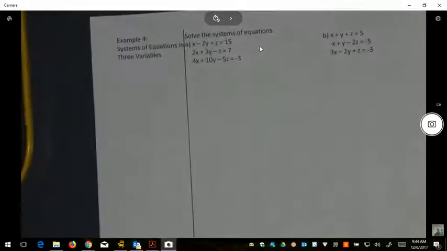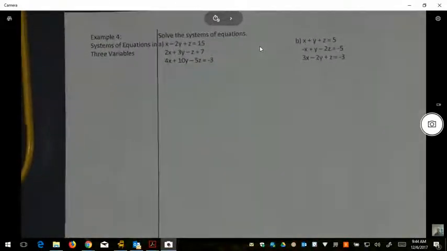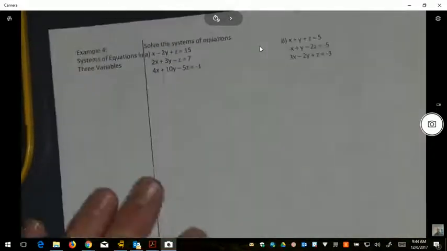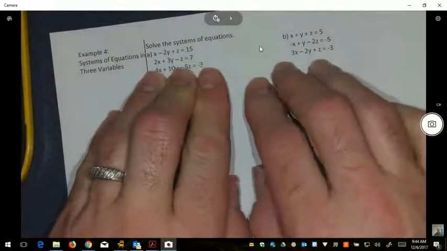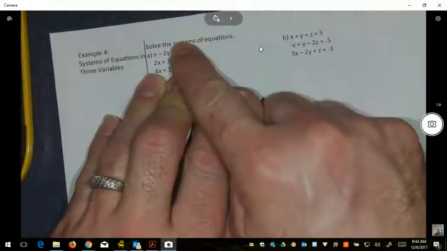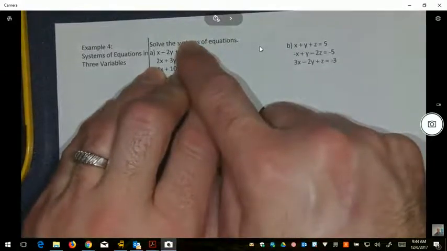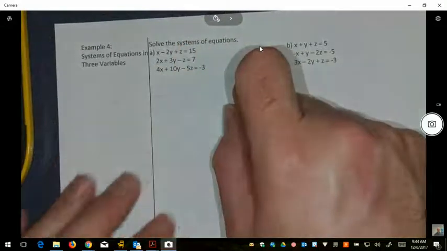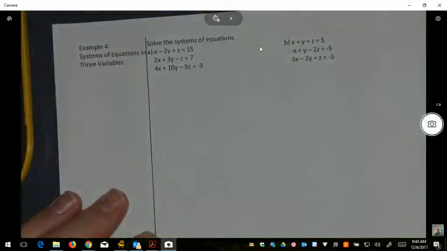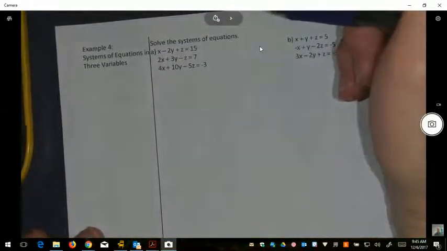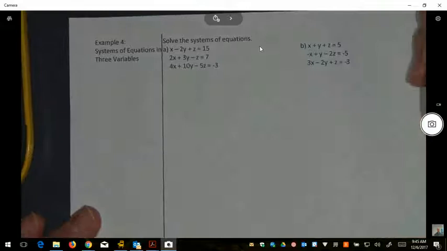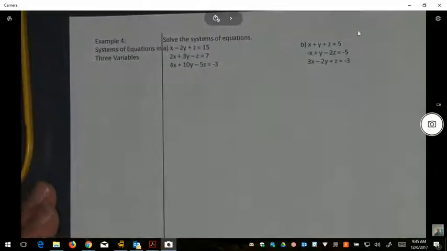So this is lesson 3.5. We're looking at solving systems of 3 variable equations. Now, in elimination, if there were just 2 variables, there would only be 2 equations, and we would just try to eliminate x or y and plug it in to get the other one. Solving systems with 2 variables should be something that's pretty familiar to you. With 3 variables, though, it's a little bit more complicated.